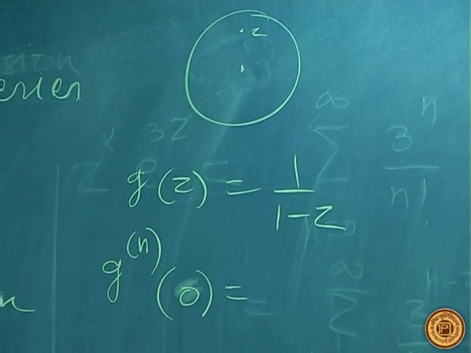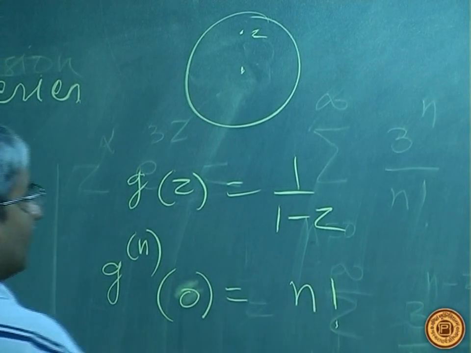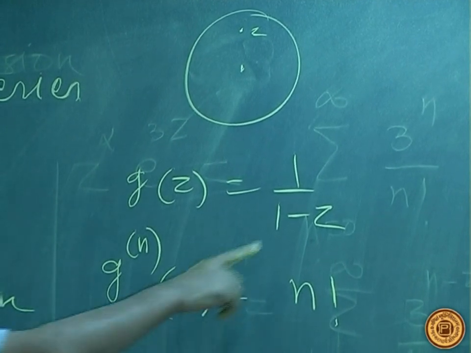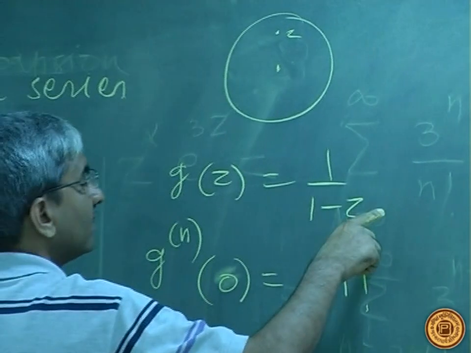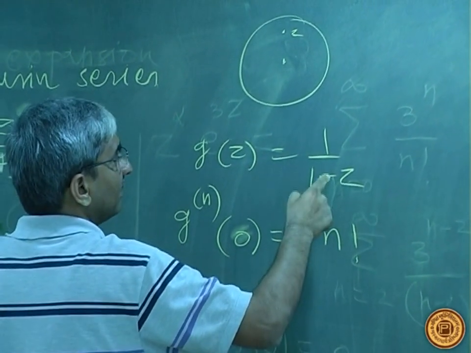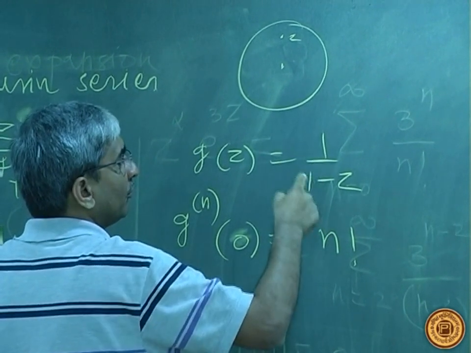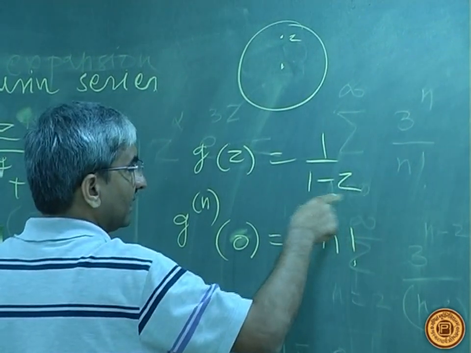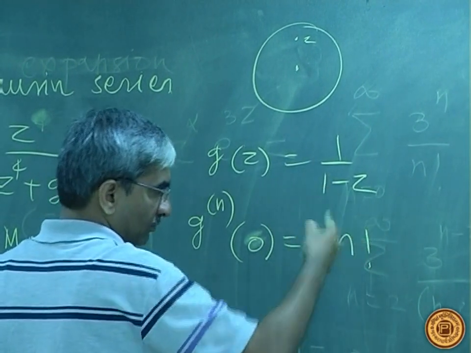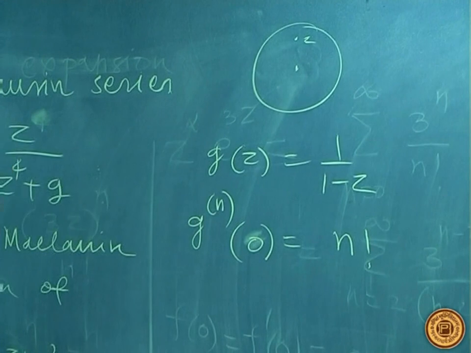So the nth derivative is n factorial. Got this formula? Because the first derivative is 1 over (1 minus z) whole squared. If you put z equal to 0, then it is 1. The second derivative is 2 upon (1 minus z) whole cube. Again put z equal to 0, then you will get 2. And then you can prove by induction that this is n factorial.